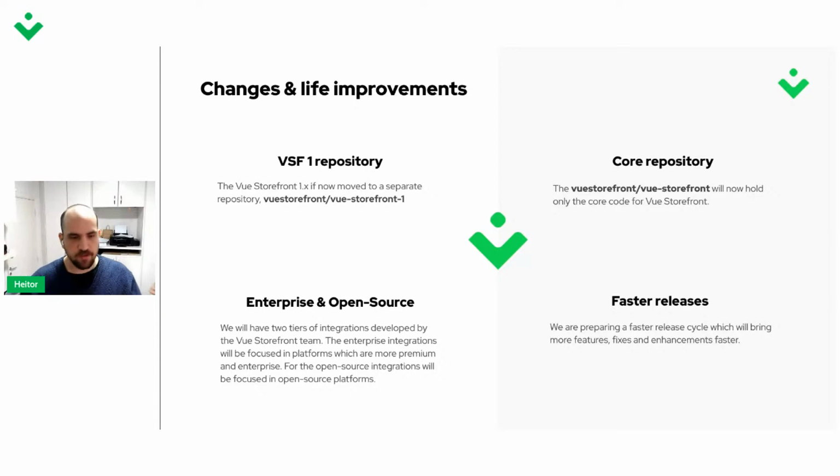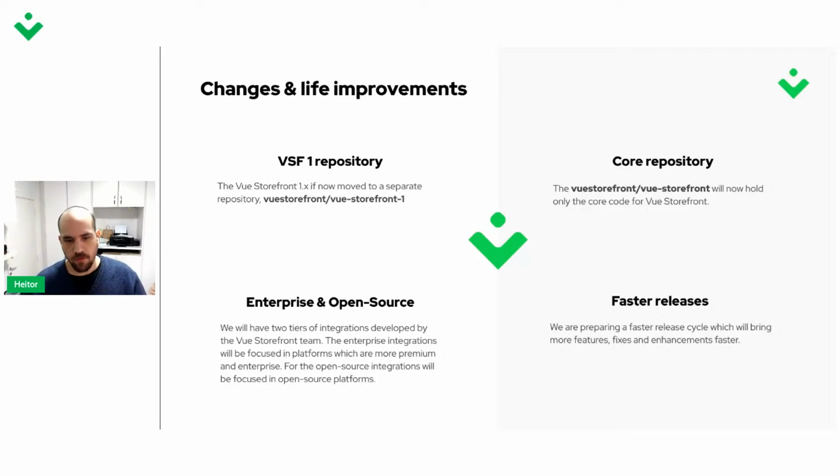But as we are community-focused, we have the open source tiers, which are focused on the open source integrations. So all the open source integrations will always be open source and focus on the open source platforms. We have open source integrations like Magento and Vendure being developed for the open source and will be open source. And that's why we created those tiers and have the separation for those tiers.